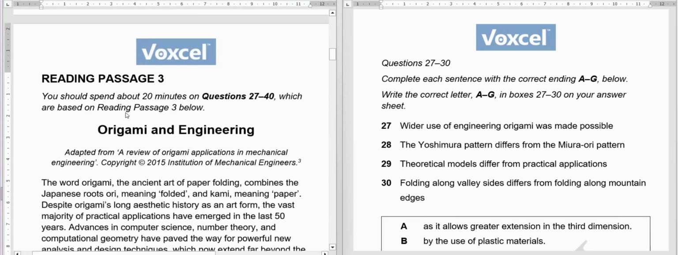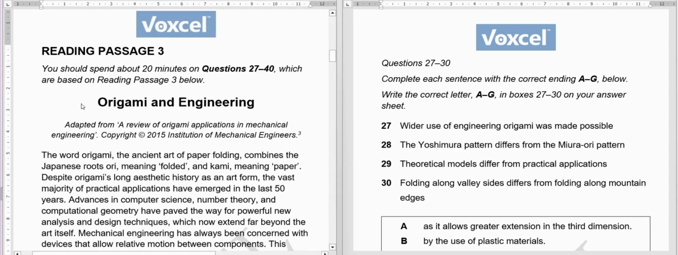So if you are familiar with our ritual, with our routine, you know what we do first is we read the title of the passage and some extra information if there is. Origami and engineering, adapted from a review of origami applications in mechanical engineering. Okay, so this is the topic which we are gonna read now.